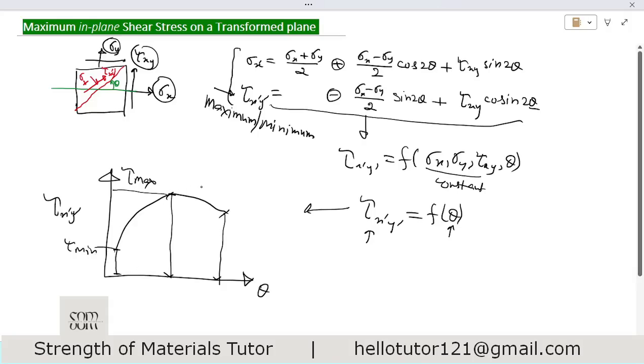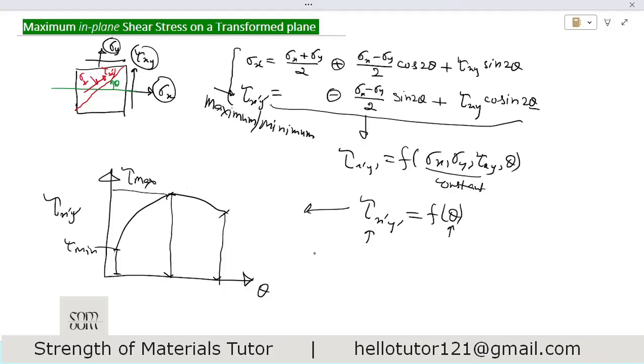Now keep in mind that this curve is not a standard curve, it is only to explain to you. Maybe there is no tau minimum in the shear stress. Okay, there is no minimum shear stress. Or they may be equal. So we will see that when we see the exact formula.